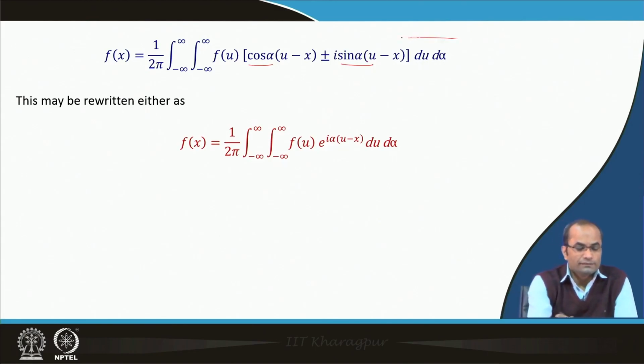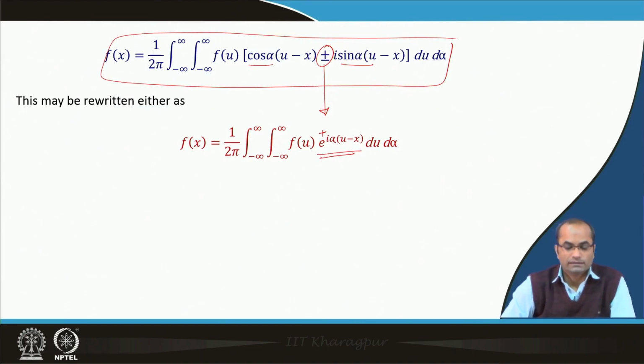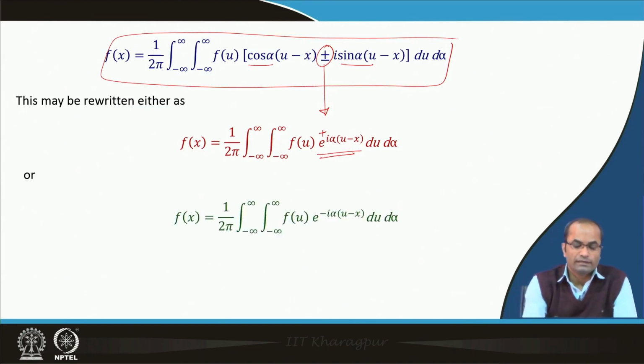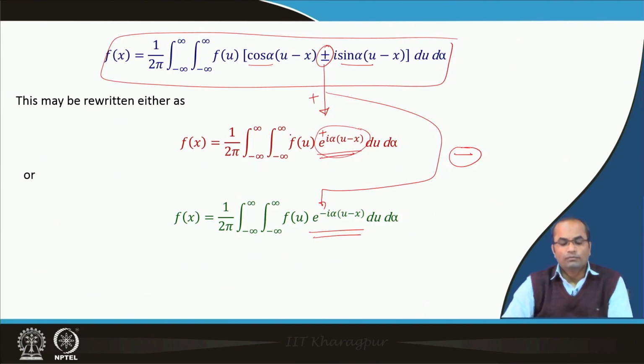So, this integral we can write in two ways. One, when we take the plus sign, we will get e power plus i alpha (u minus x) du d alpha, or we can take the minus sign there. If we take the minus sign, then we will get e power minus i alpha (u minus x). With the plus sign, we will get here e power i alpha (u minus x) term.